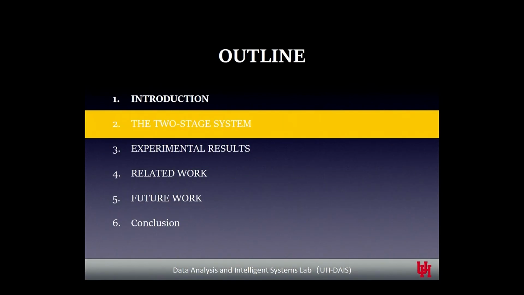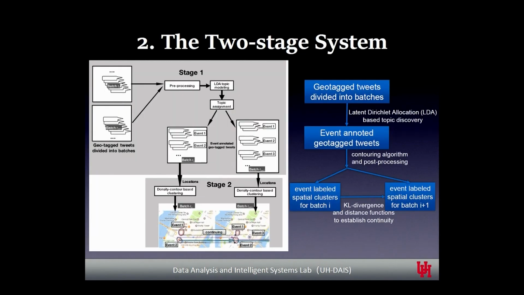Next is the two-stage system we propose. On the left side is a detailed diagram of the system. On the right side is a simplified version of the system. First, we get all the geotag tweets as our input. We divide them into temporal batches. Then we apply the LDA-based topic modeling. After that, for each geotag tweet, we have an event label. Then we apply the density estimation to all the locations of the event, the contouring algorithm, and the post-processing. Then we get the spatial clusters for each batch.